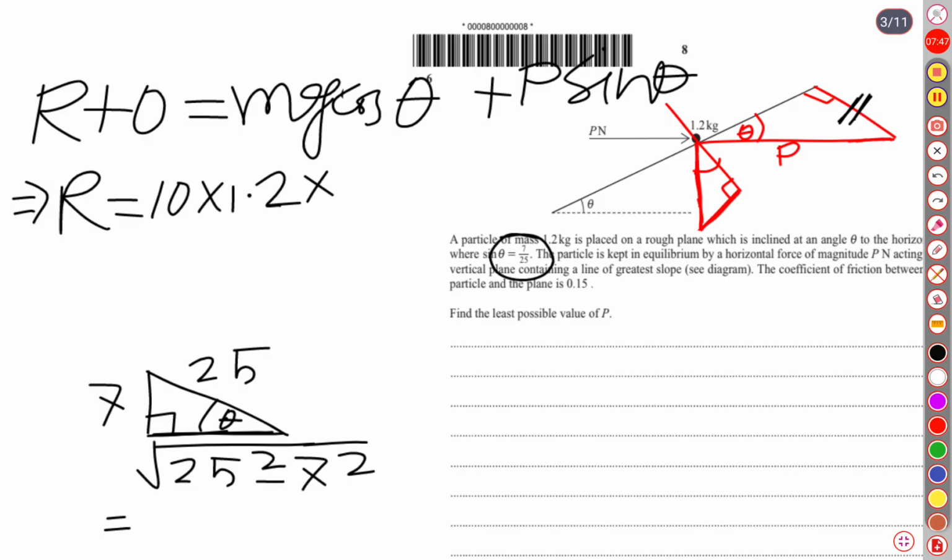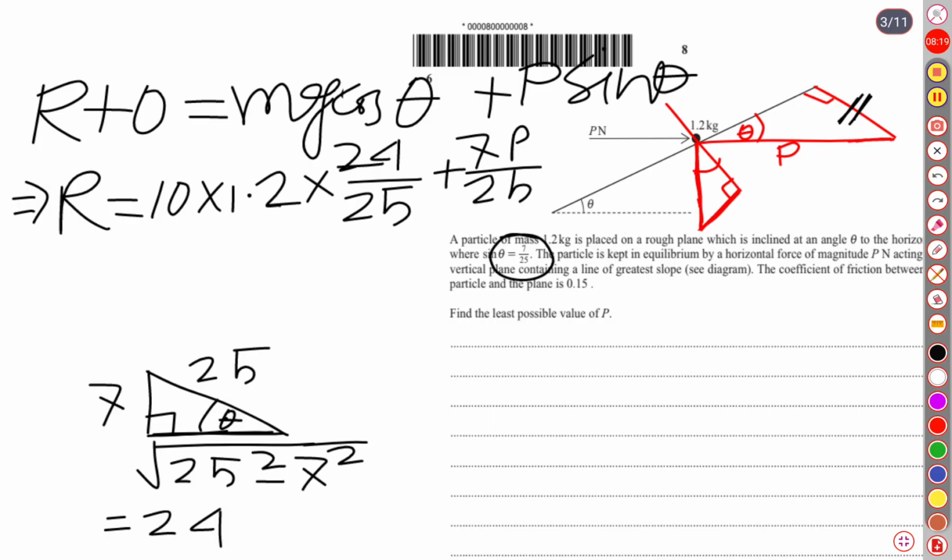625 minus 49 is 576. The square root of 576 is 24. So our cos theta is 24 over 25, plus P cos theta. P sin theta. Sin theta is 7 over 25, so 7P over 25.